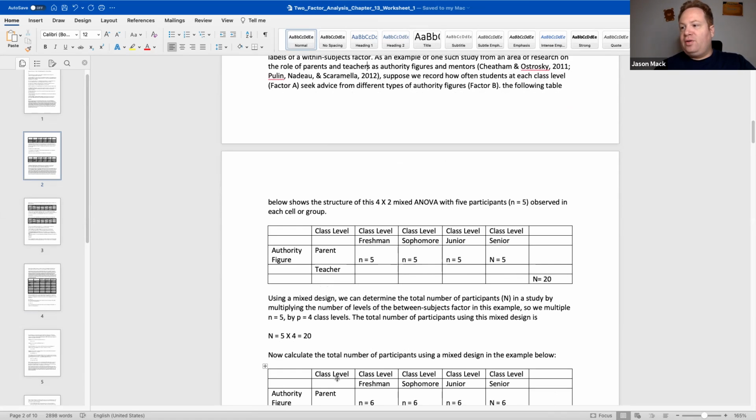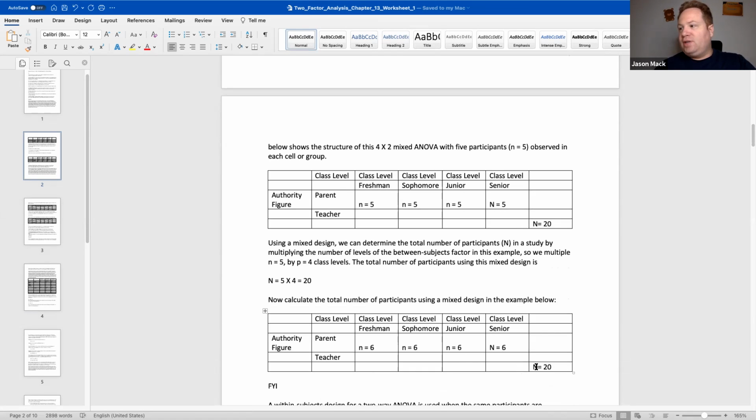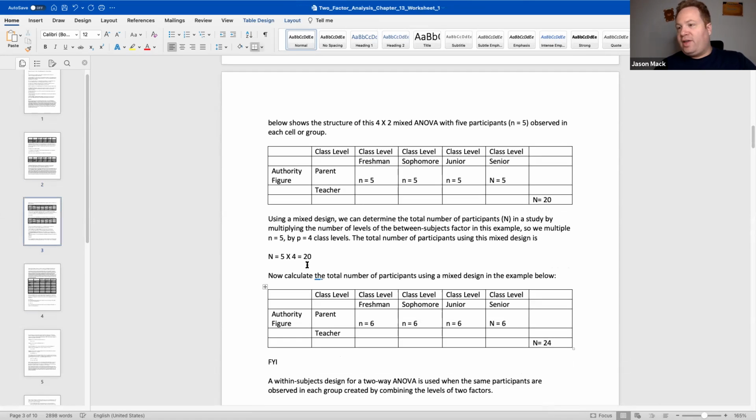So now calculate the total number of participants using a mixed design in the example below. Same thing, and we're going to say n is 24, but use that calculation that I just showed you.